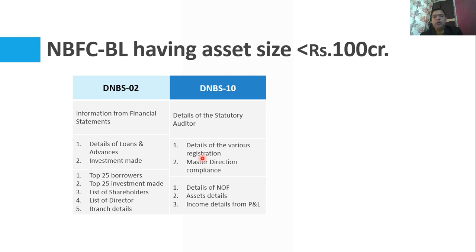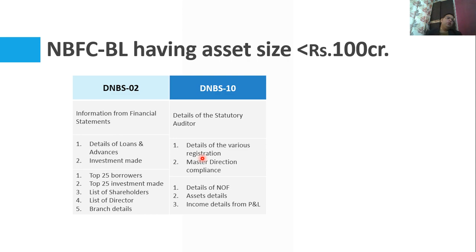Then details of the NOF, what is your net owned fund. There is a formula prescribed in the particular Excel sheet. You have to follow that formula. Asset details, what is your asset. If I talk about the asset, it means the entire asset. I am not talking about only your loans or investments. Entire asset means fixed assets, working capital, your long term assets, short term assets, current assets, entire thing, cash and bank and all. And the income details: only the profit part of the P&L, income from operations.